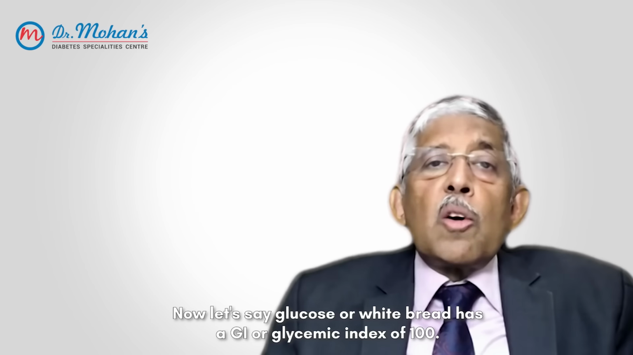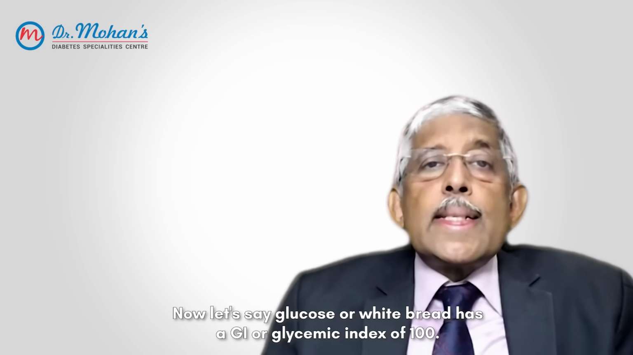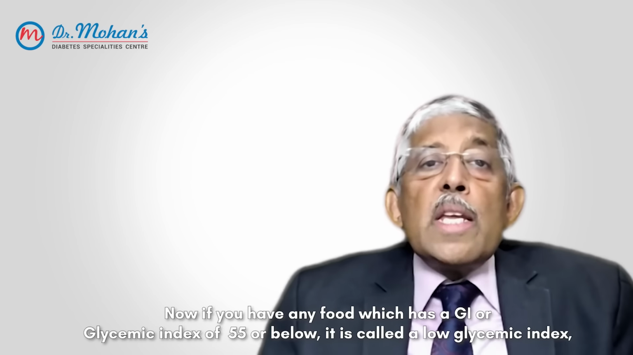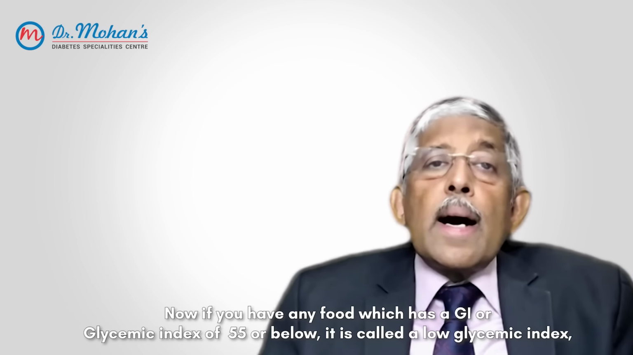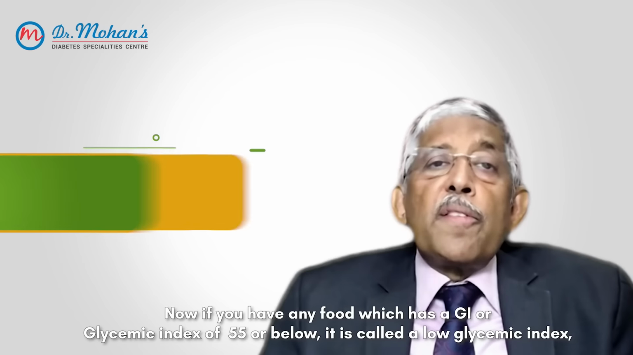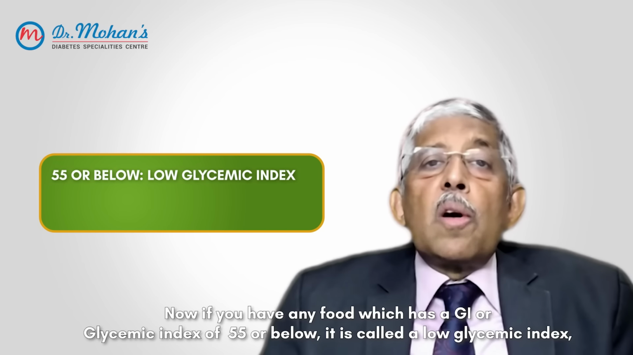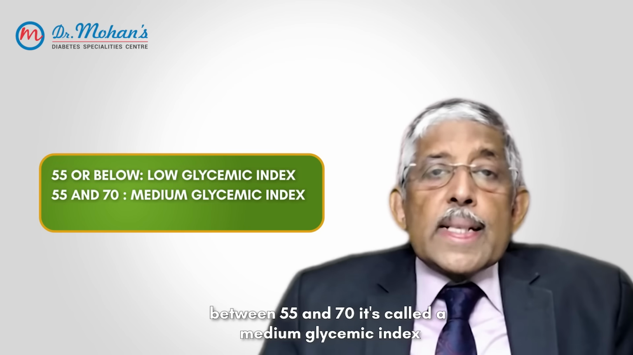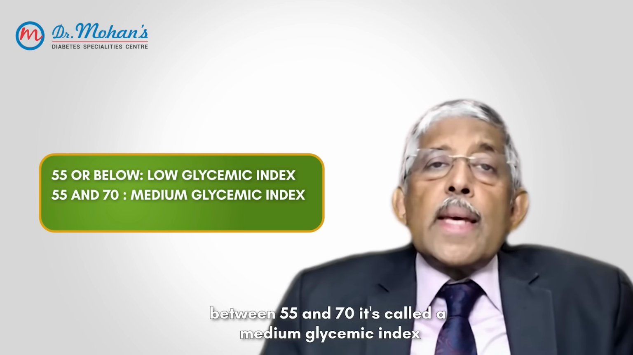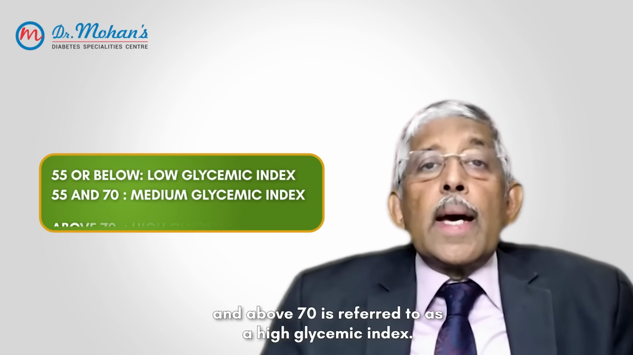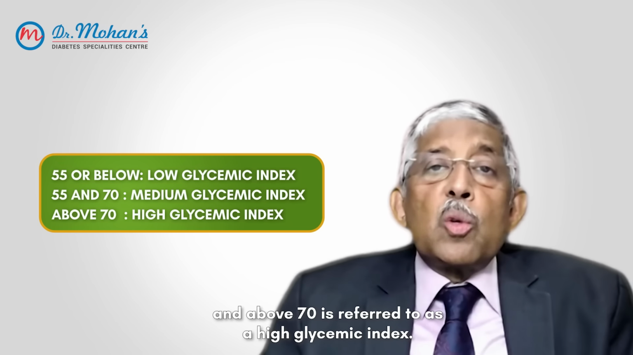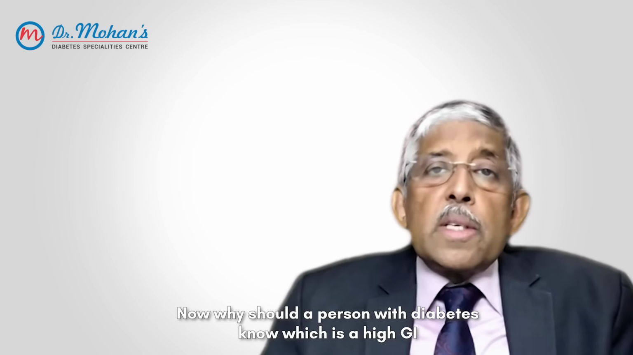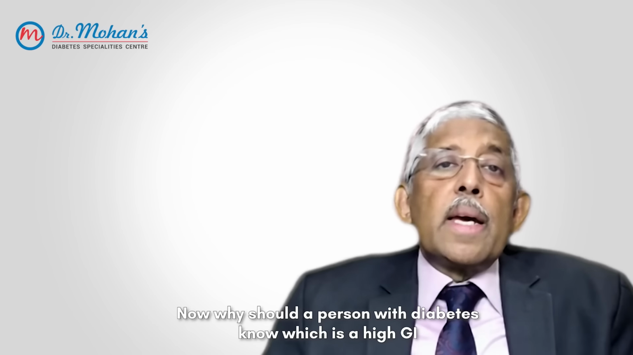Now let's say glucose or white bread has a GI, or glycemic index, of 100. If you have any food which has a GI of 55 or below, it is called a low glycemic index. Between 55 and 70, it's called a medium glycemic index, and above 70 is referred to as a high glycemic index.